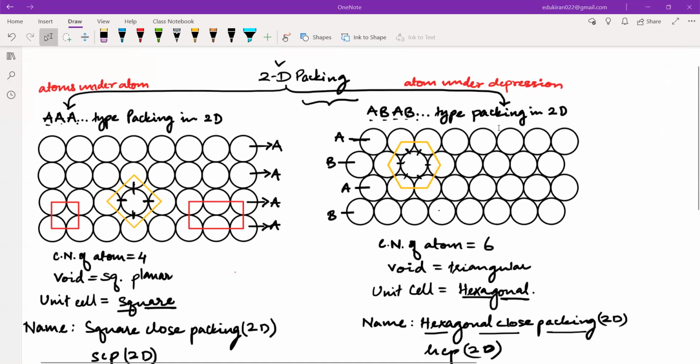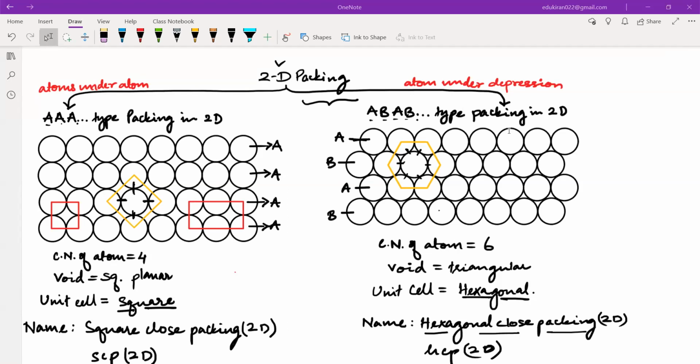Darshan, what is the length of face diagonal? Face diagonal is a root 2. A root 2. Krishna, what is the length of body diagonal? Sir, a root 3, sir, or 3 root a. A root 3, not 3 root a. Never 3 root a. Yes, sir. Okay. A root 3, only a root 3.